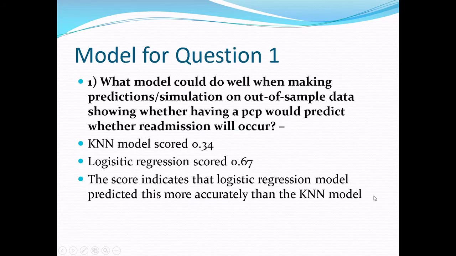So here's our finding of unsupervised learning. This model is to find the answer for question 1 we discussed earlier: whether having a PCP would predict whether readmission will occur. KNN model scored 0.34 versus logistic regression scored 0.67. The score indicates that the logistic regression model predicts this more accurately than the KNN model.